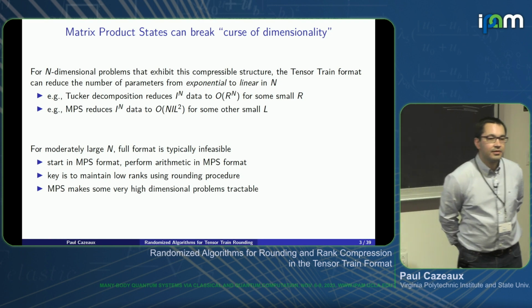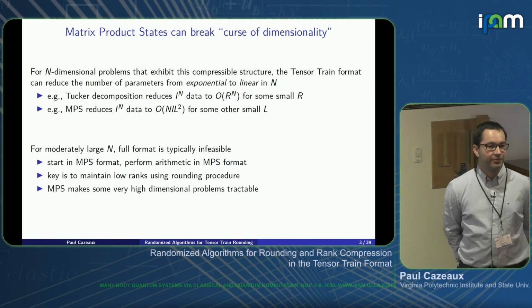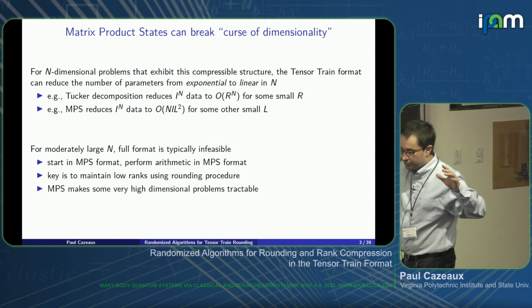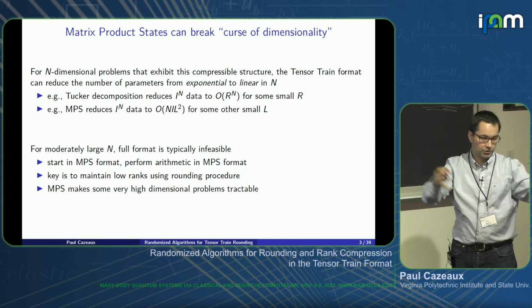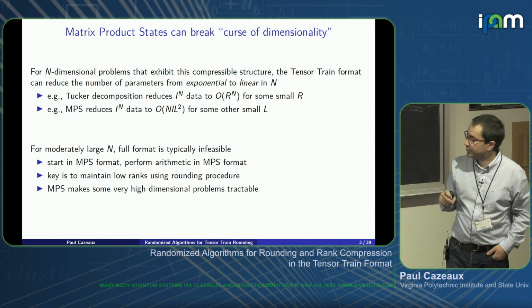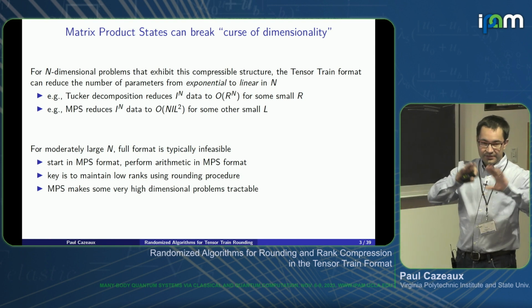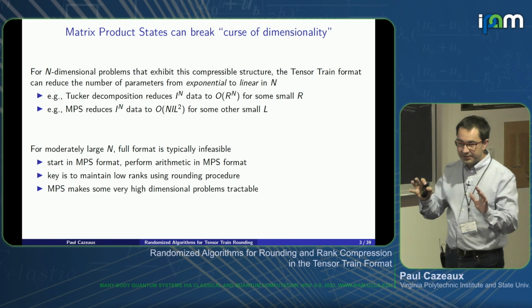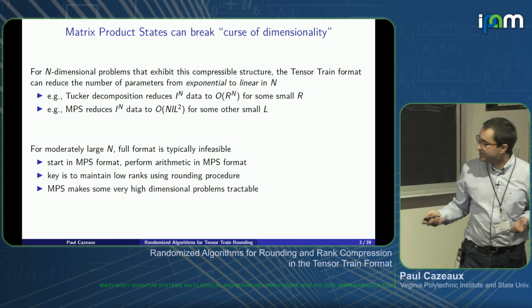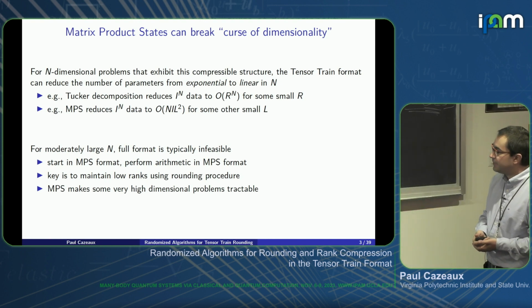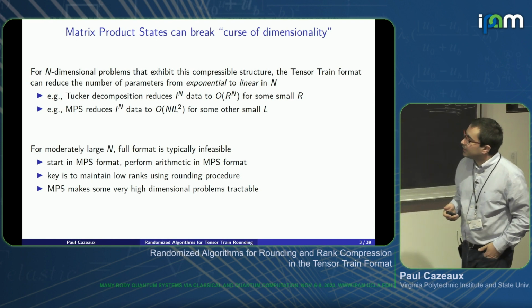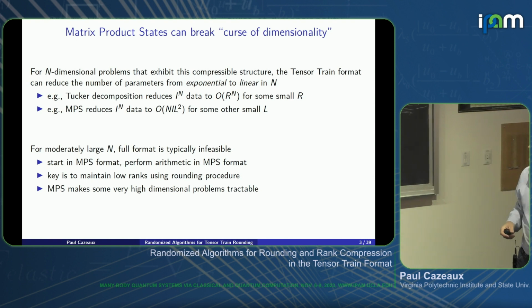So for moderately large n, one thing to note is that we cannot ever go back to the full tensor. We cannot take our matrix product state and expand it into a full tensor to do some operation. It's completely unfeasible, so it's important for this kind of computation that we start in this matrix product states format. We perform the arithmetic within this format, and we keep low ranks the whole time. Otherwise, at some point, we will run out of memory. And if all this happens, then the format will enable us to solve some very high-dimensional problems, like finding the ground state of some spin chains that previously were unable to be explored.